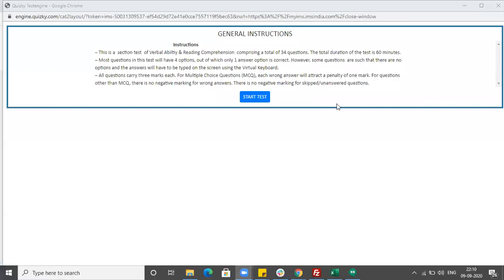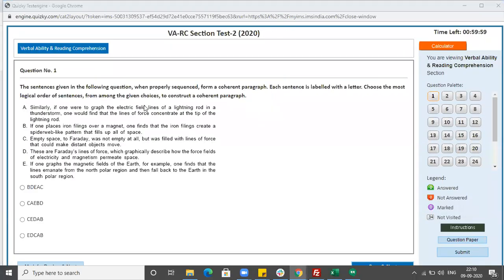We are taking this IMS sectional test, VARC, 60 minutes, 34 questions. We're going to try to attempt 20 to 22 questions with 95 to 100% accuracy. Okay, here we go. My strategy is that I'm going to spend the initial 15, 20, 25 minutes on these jumbled sentences and critical reasoning kind of questions, theta questions. After that I'm going to move to RCs. This is what I do.